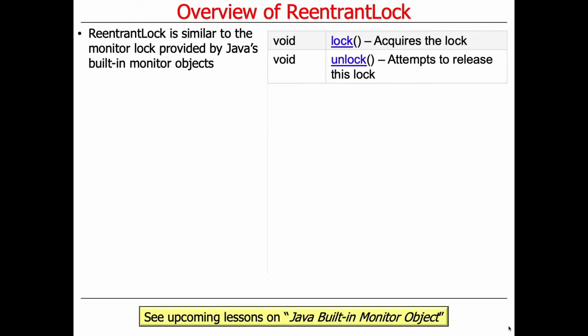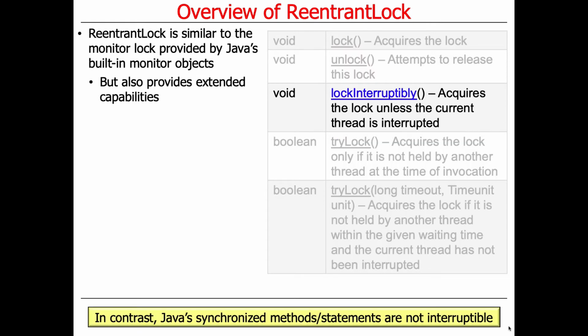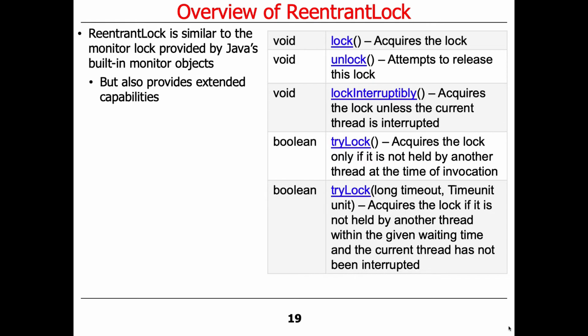So lock acquires the lock, potentially blocking until it's available. Unlock releases the lock if the thread that calls it owns it. There's also a bunch of extended capabilities. This is really what makes the ReentrantLock more useful than what you get out of the box with synchronized statements and methods. So we'll talk about these other mechanisms.